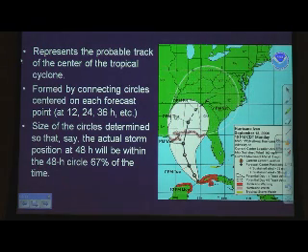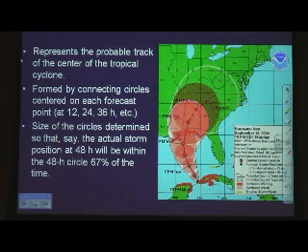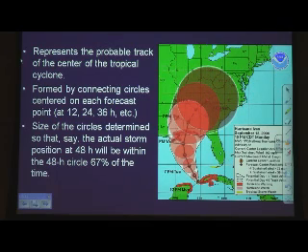Let me back up and show you that one more time. There's the skinny black line, there's the error cone, and the error cone is determined or defined by these individual radius around the forecast points, from 12 hours all the way up to 120 hours in the future.